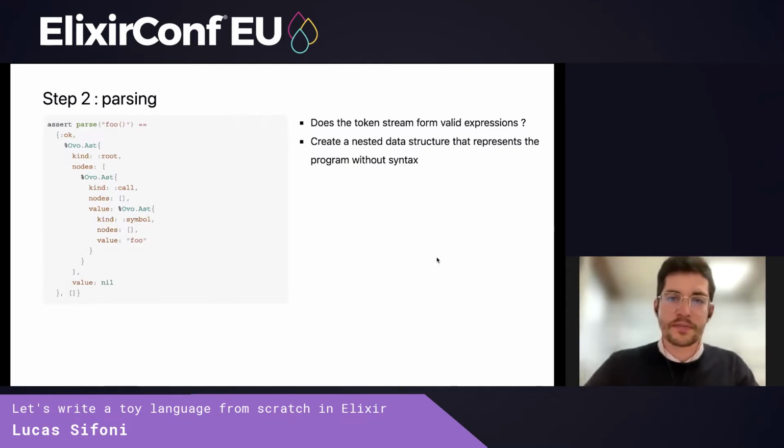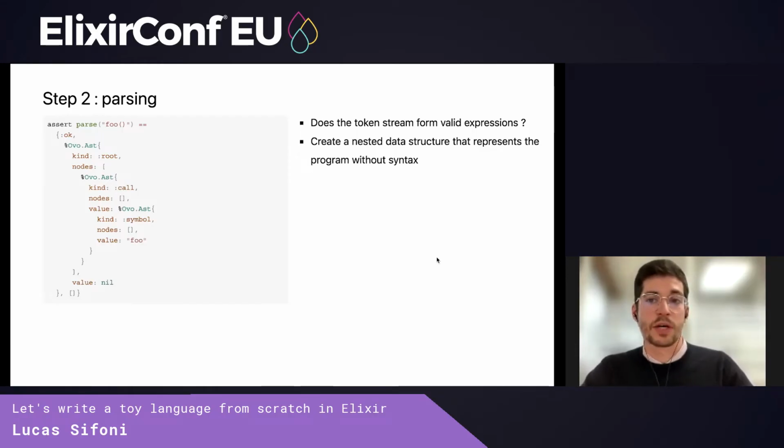Sorry for that. So the second step is parsing this list of tokens to answer a simple question. Does the token list form a valid program? Because the tokenizer is not concerned with whether the input is valid or not. And by answering that question, we create a syntax tree that represents the program without syntax.